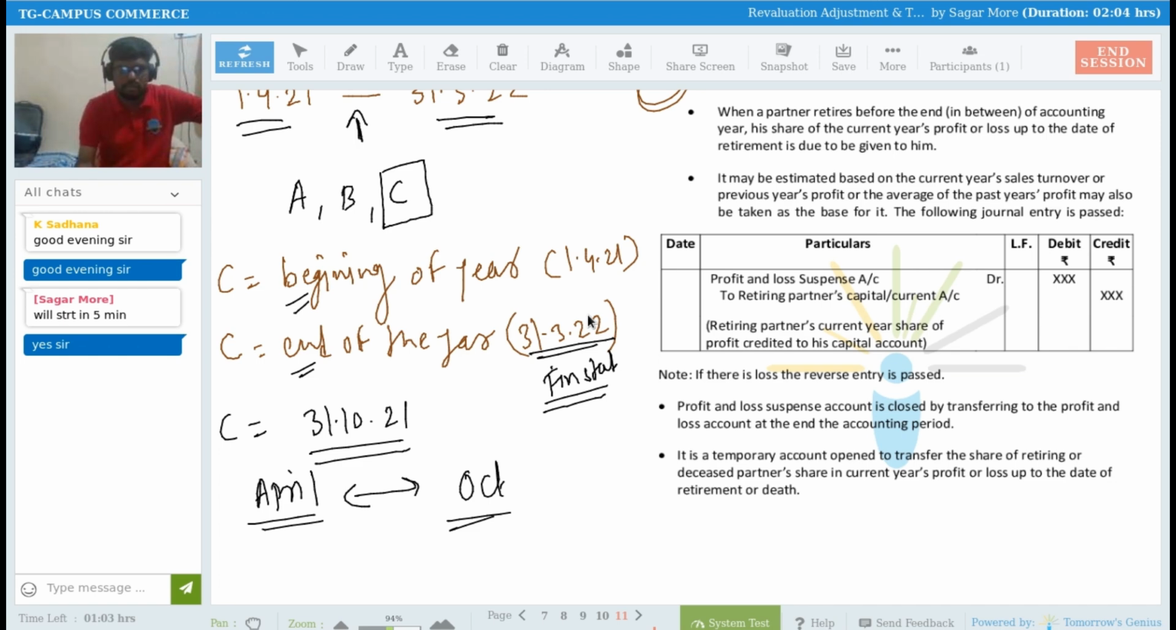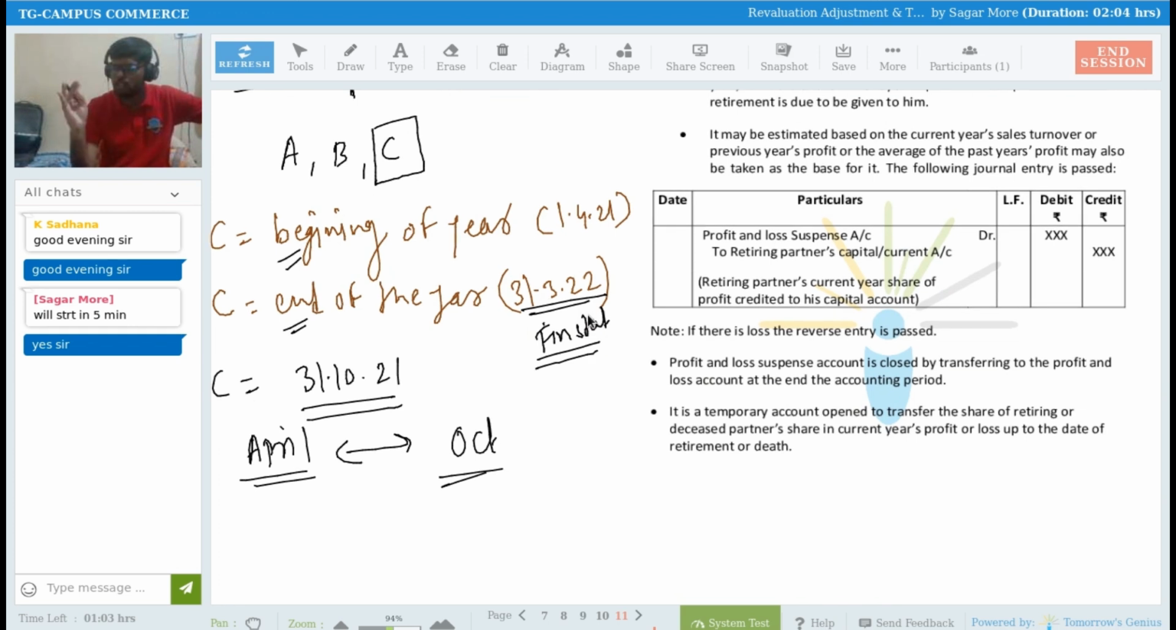How many months are there? April, May, June, July, August, September and October. Total 7 months. If it were 1st of October then 6 months. If 31st of October, 7 months. So I am considering 7 months.